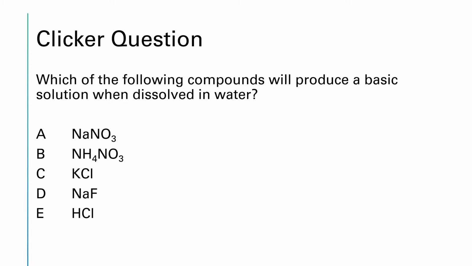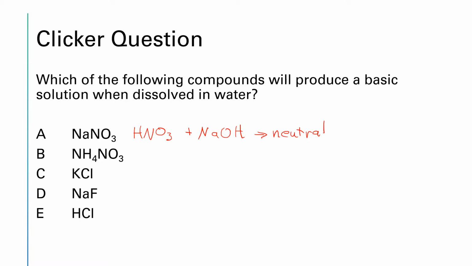Sodium nitrate. The acid that the nitrate ion would have come from is HNO3, which is strong, and the base that the sodium would have come from is NaOH, which is also strong. So that means the solution will be neutral.